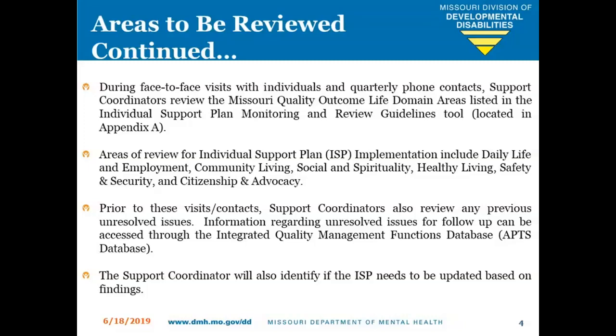Areas of review for individual support plan implementation include daily life and employment, community living, social and spirituality, healthy living, safety and security, and citizenship and advocacy. These life domain areas are based on the Missouri Quality Outcomes and are incorporated into the ISP guide. The ISP guide outlines the requirements of the ISP. Prior to these visits or contacts, support coordinators also review any previous unresolved issues. Information regarding unresolved issues for follow-up can be accessed through the Integrated Quality Management Functions Database, also known as the APPS database. The support coordinator will also identify if the ISP needs to be updated based on findings.